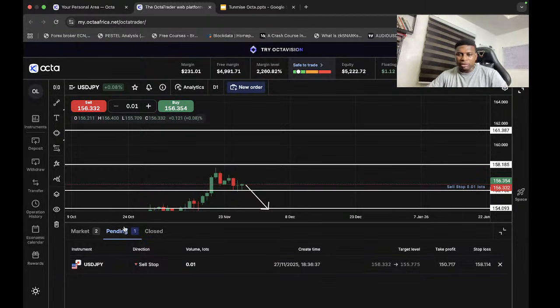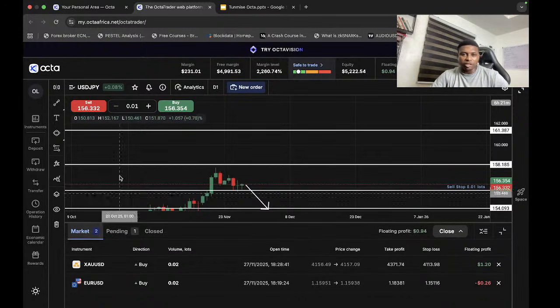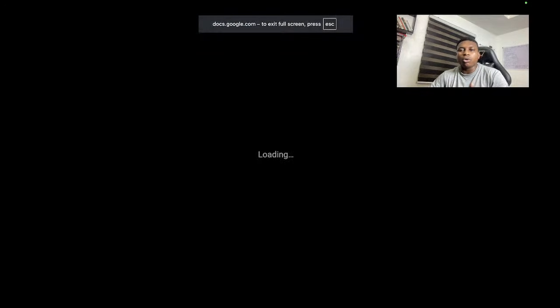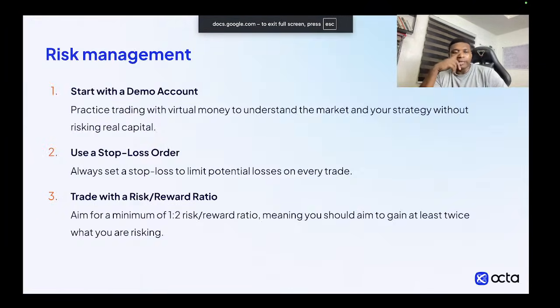So interestingly, today we've been able to cover the Euro USD market, the USDJPY market, and the gold market. Such an interesting experience exploring each of these markets. Now, what's most important is that we as traders take risk management into consideration.